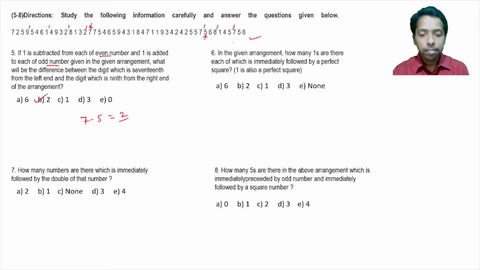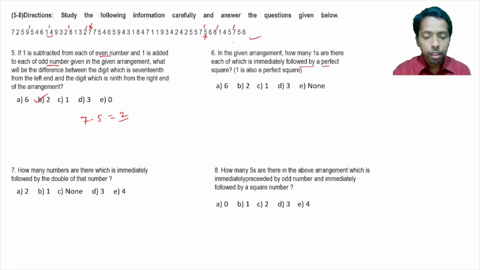Question number 6 here. In the given arrangement, how many ones are there, each of which is immediately followed by a perfect square? Now, how many ones are there which are immediately followed by perfect square? Mark this statement here. Immediately followed by a perfect square. So 1, 4, yes, this is 1, 2 square, 1, 3, no, 1, 8, no, this is 2 cube. So this is not the answer here.